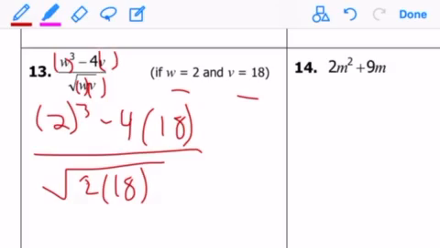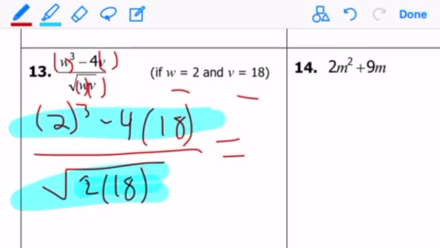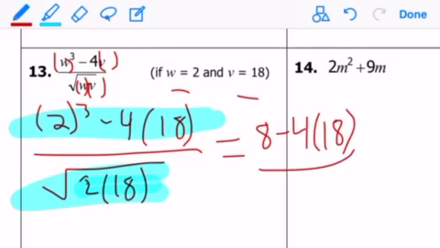So you're going to simplify the numerator or the top, simplify the denominator or the bottom, and then at the end, simplify the fraction. Okay, I think I said we were going to do 9, 10, and 13. That's okay. Let's just do 13, and I think that's going to be plenty. All right, so 2 to the third. We need to do exponents before anything else on the numerator. That's 8. So now we're at 8 minus 4 times 18. Okay, and on the denominator, 2 times 18 is 36. So we're at the square root of 36.